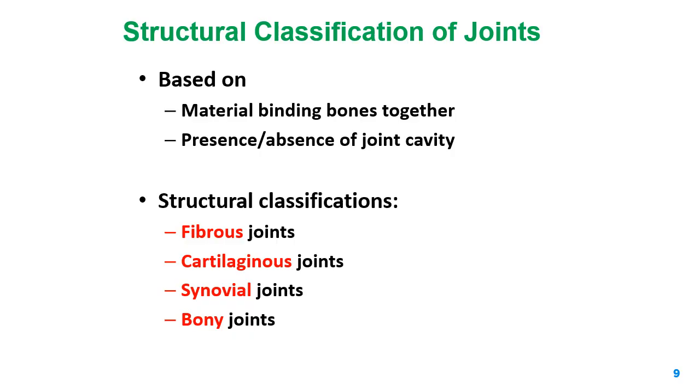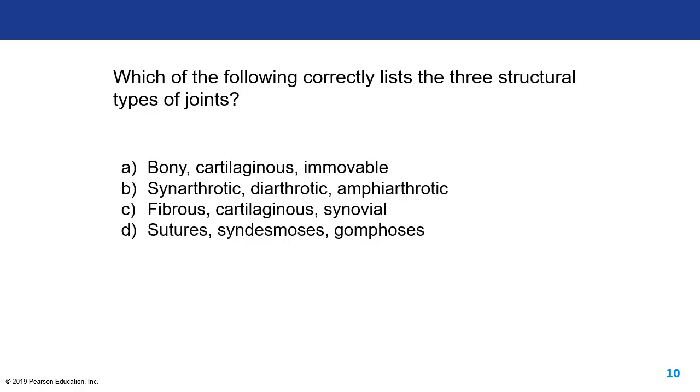And here we have the structural classification. You have four of them. Structural means what kind of material is in the joint. You have four types here: fibrous joints, cartilaginous joints, synovial joints, and bony joints. Instead of just describing here, it's better to look at pictures and examples. So let's start. Another point, a lot of points today. This one says, which of the following correctly lists the three structural types of joints?